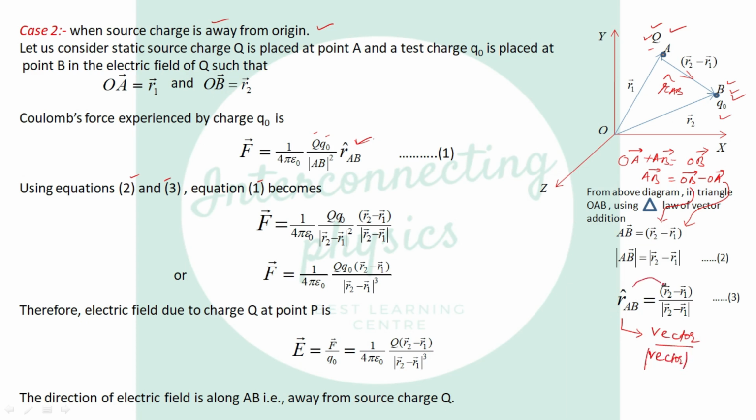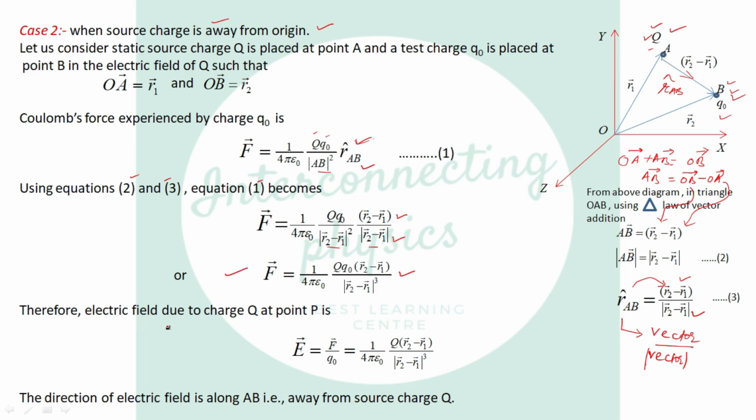Now put the value of vector, that is R2 minus R1 vector, and the magnitude R2 minus R1 modulus. Now put these values in equation 1. So you will get 1 over 4 pi epsilon naught Q naught divided by AB square, that is R2 minus R1 modulus square, and put the value of R cap, which is R2 minus R1 divided by R2 minus R1. Now these bases are the same, so powers can be added. So we can write 1 over 4 pi epsilon naught Q naught R2 minus R1 vector divided by R2 minus R1 whole cube. Now this was the force.